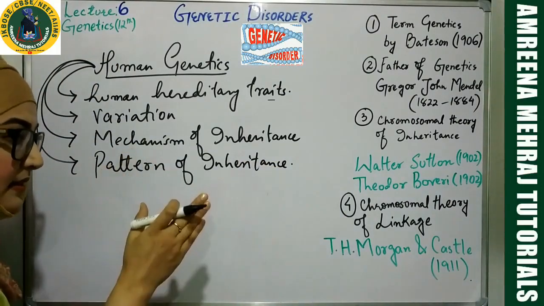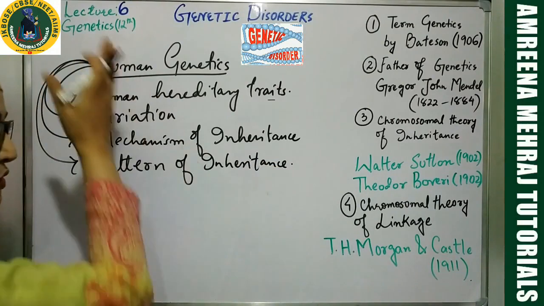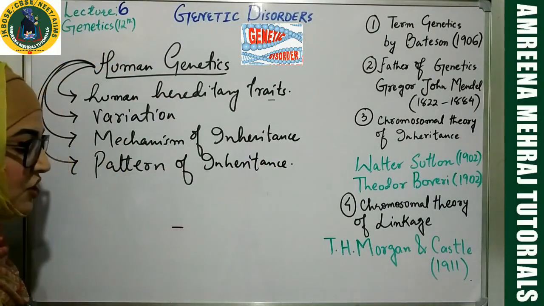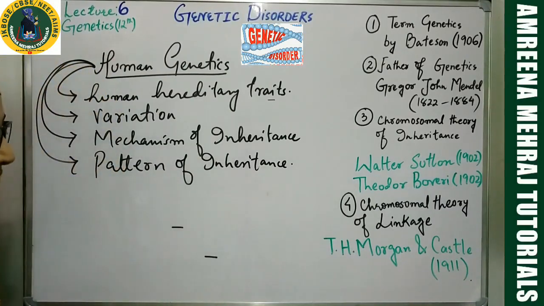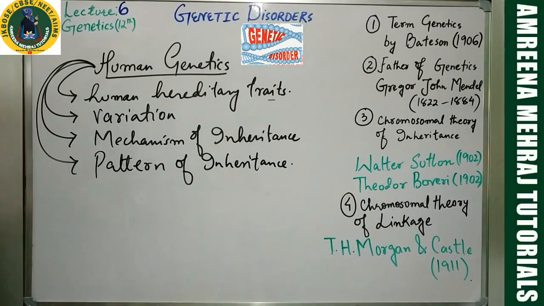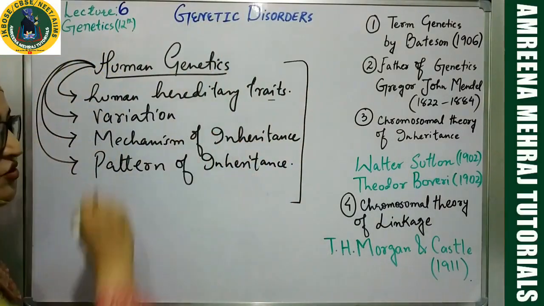Once you draw a family history chart, what you call a pedigree, you will see that a trait is absent at a certain generation, but it appears at another generation. So what is the pattern of inheritance? We investigate that also under human genetics. So we have to be familiar with a number of things before we start genetic disorders.